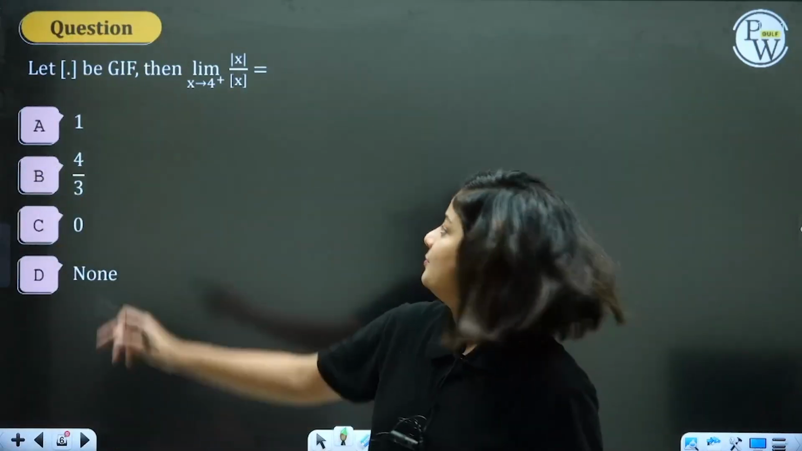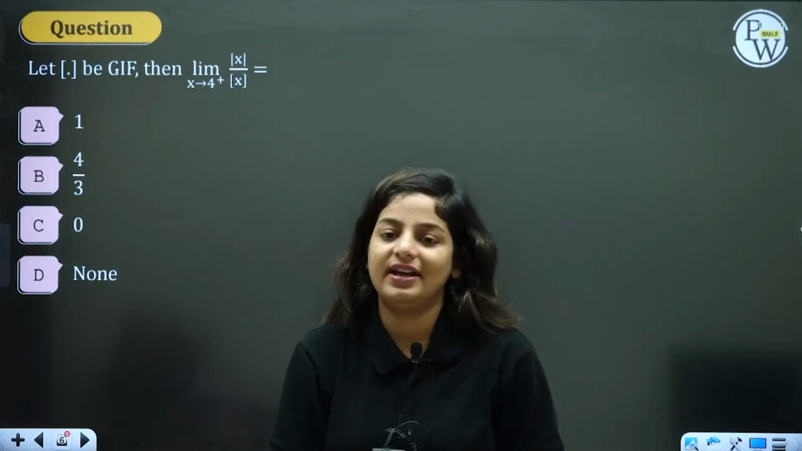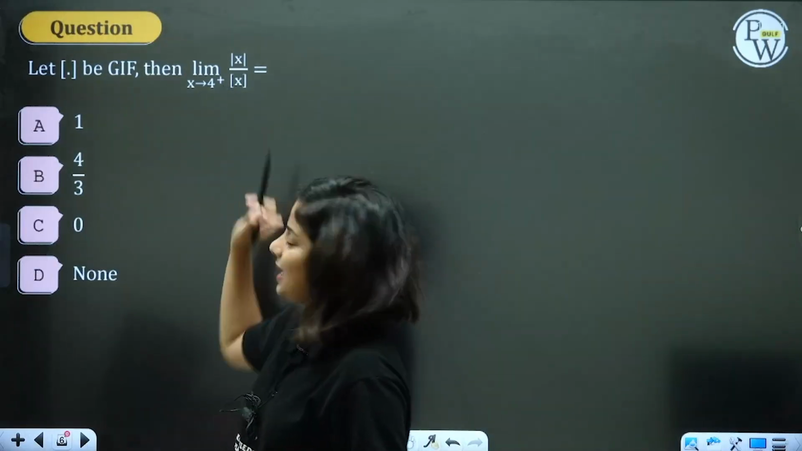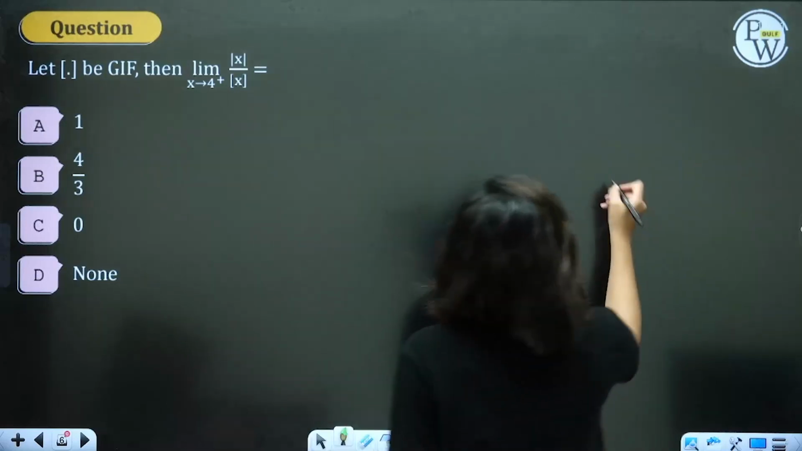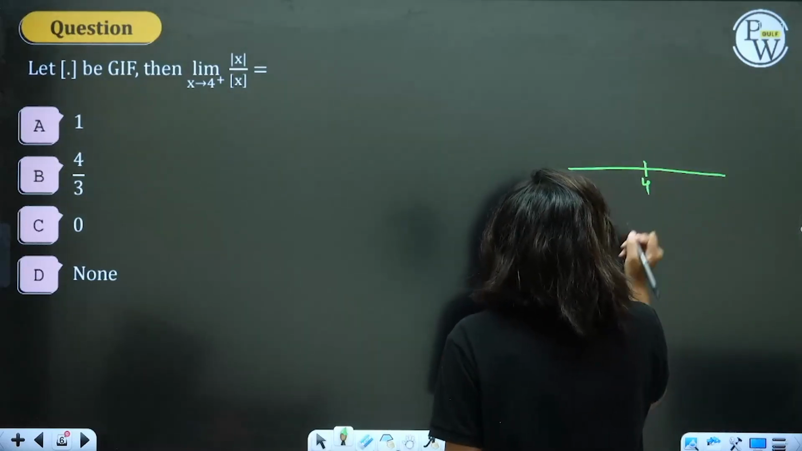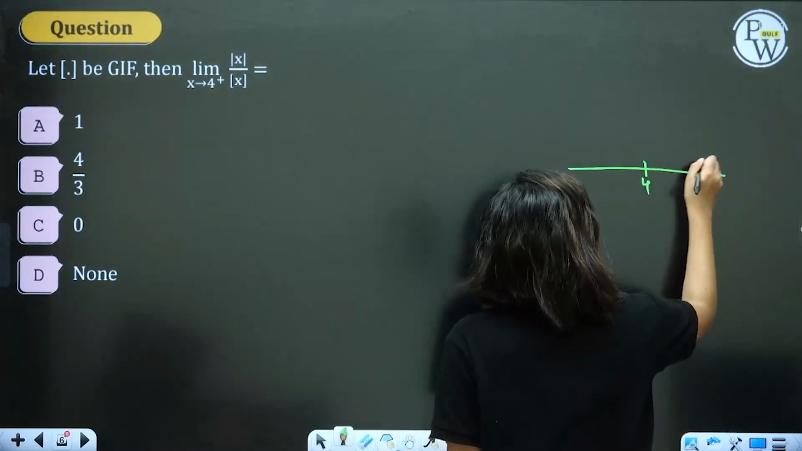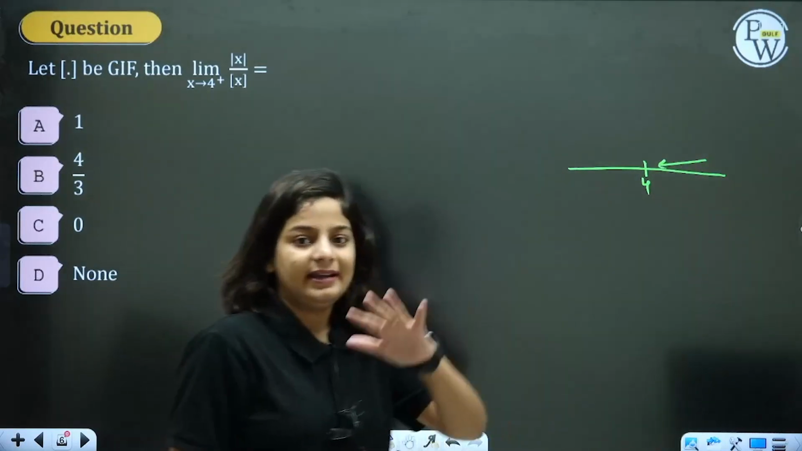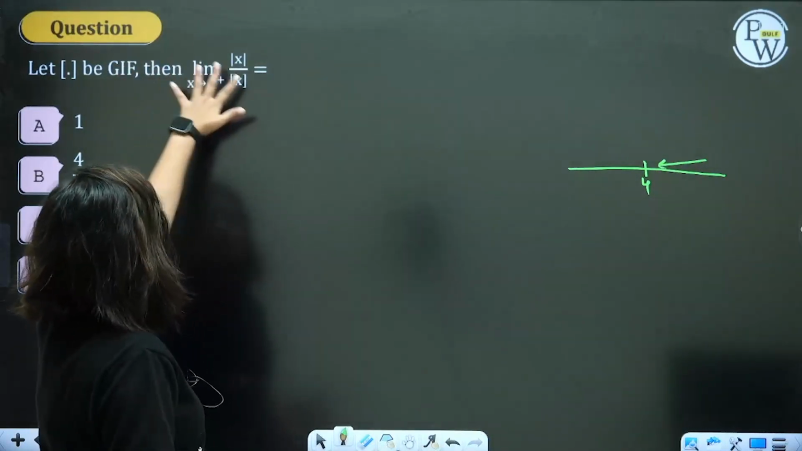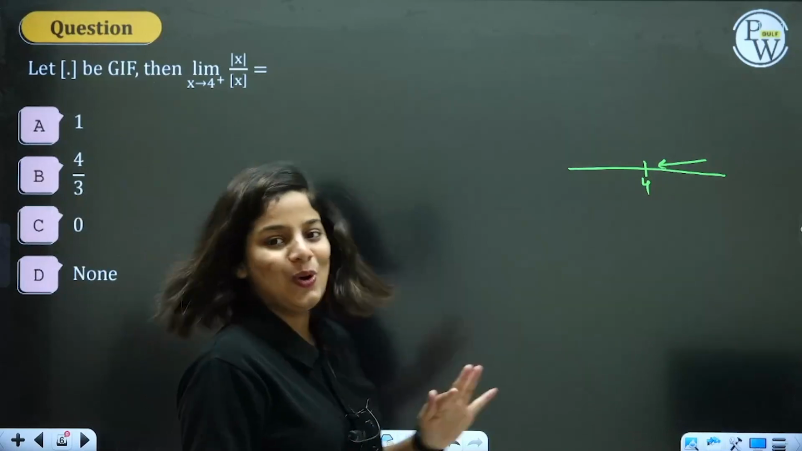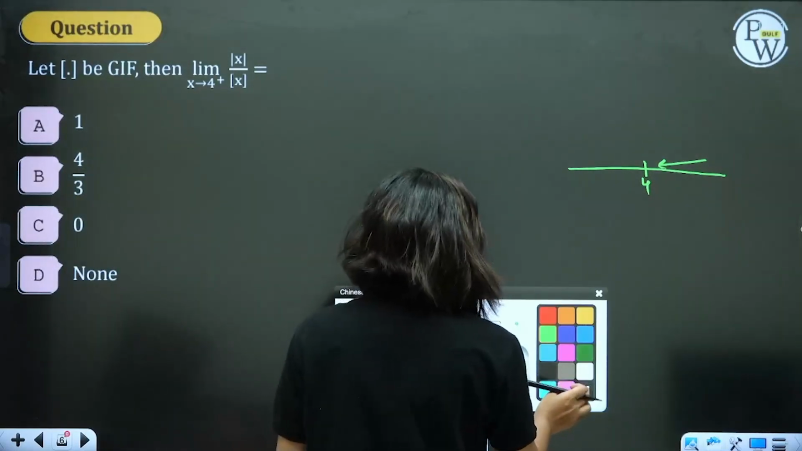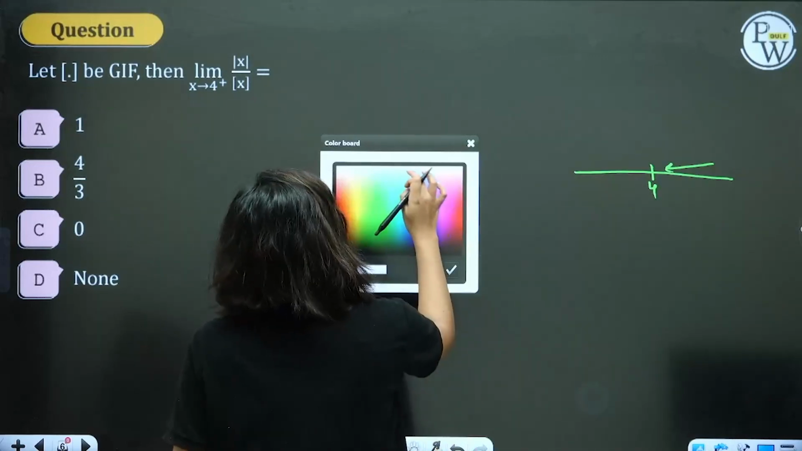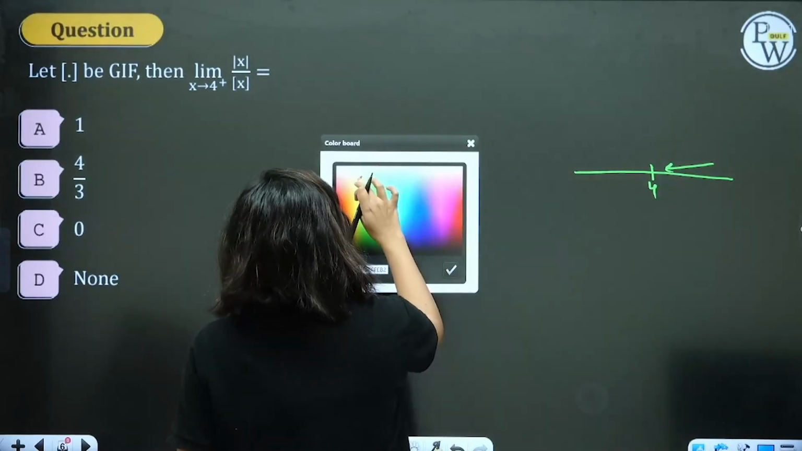f of x is modulus x upon GIF of x, limit x tends to 4 plus. This plus sign indicates right hand limit. It tells you very clearly that you are approaching from the right hand side. What is this limiting value? 1, 4 by 3, 0 or none. My lovely students, what's here?